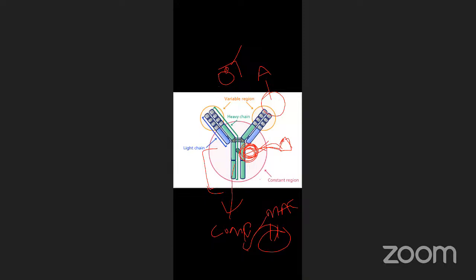MHC is the generic name. The collective name given to the antigens produced by MHC varies for different species. In humans, it is called the HLA complex, that means human leukocyte antigen. Human leukocyte antigen is the name of the MHC in human beings.